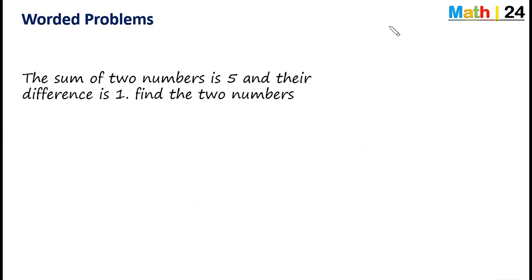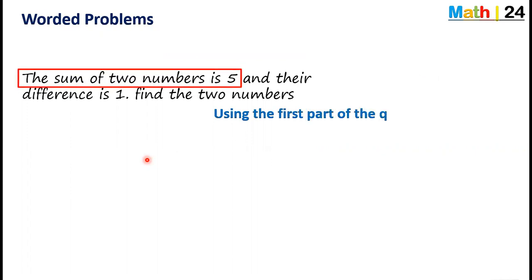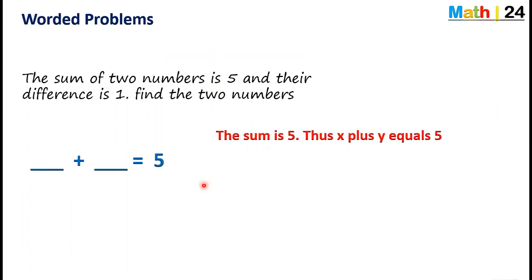So the sum is addition, right? Don't forget. So we'll start by saying that the two numbers should be x and y, or a and b, or whatever. So we define the two numbers. Let the first number be x and the second number be y. Using the first part of the equation, the sum of the two numbers is 5. So that will give us x plus y equal to 5. That is the sum. So x plus y equals 5.